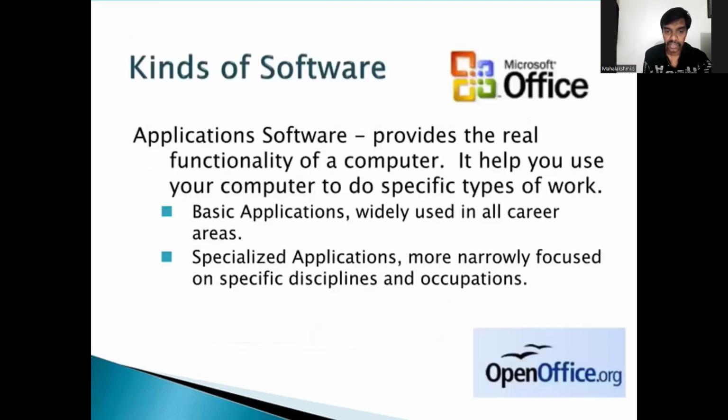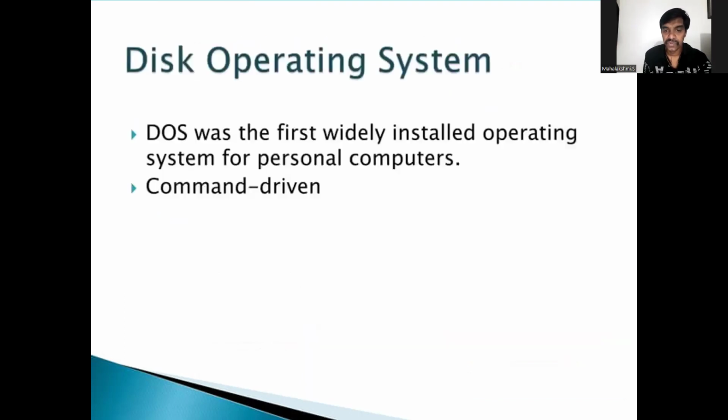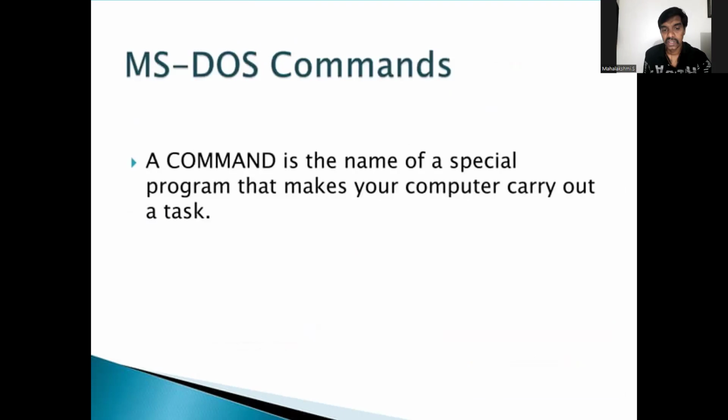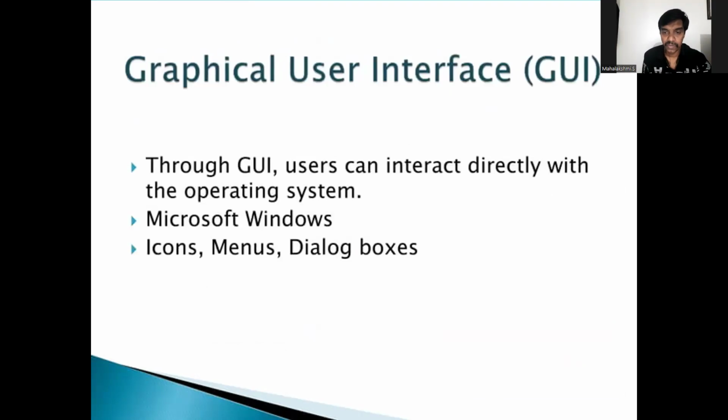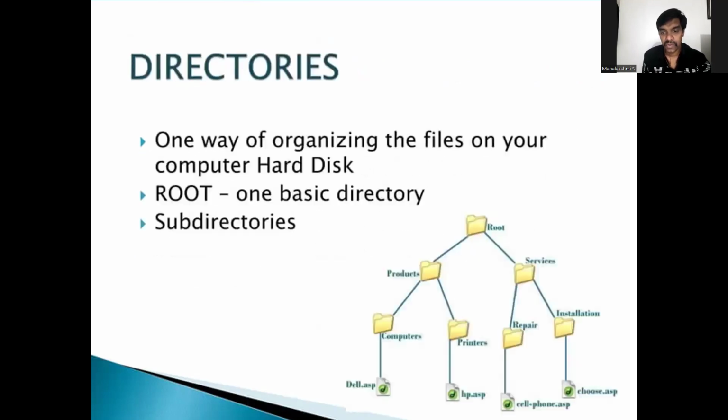So kinds of software are in terms of basic applications, which are used for all areas. And GUI operating systems have been given here. And the disk operating system has been widely used as the operating system for personal computers. And DOS is used in terms of commands. A command is the name of a special program which makes your computer carry out a task. And the GUI is represented in terms of interacting directly with the operating system, for example Microsoft Windows icons. And files are a collection of information which can be stored on a disk or diskette, with a unique file name and extension. And directories are in terms of files on the computer hard disk, with the root as the basic directory.